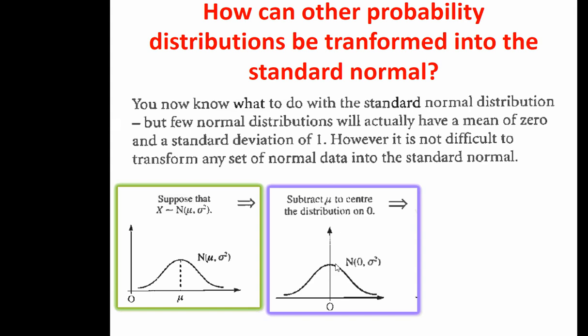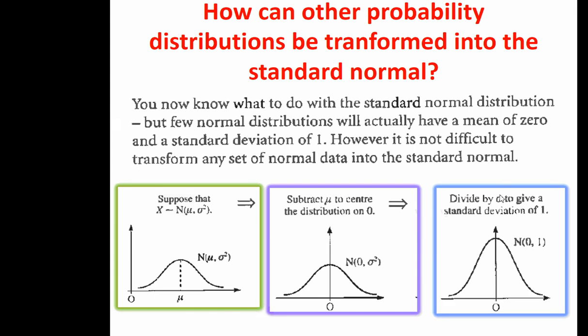What you could do is center the distribution, so basically make it with a mean of 0, which is what the standard normal curve has to have. You would just take the mean and subtract it, and that would give you a mean of 0. So subtract mu to center the distribution on 0, and divide by the standard deviation to give a standard deviation of 1. Because if your standard deviation was 2.4, 2.4 divided by 2.4 equals 1. So that's why we need to subtract the mean and divide by the standard deviation.